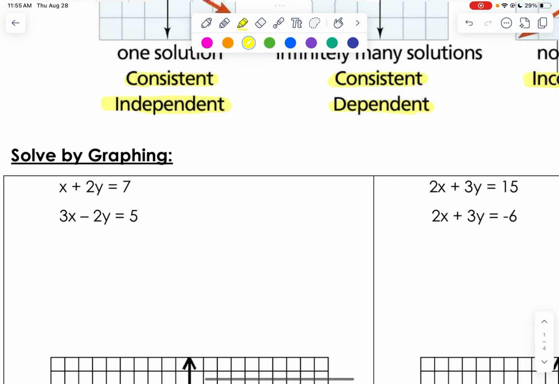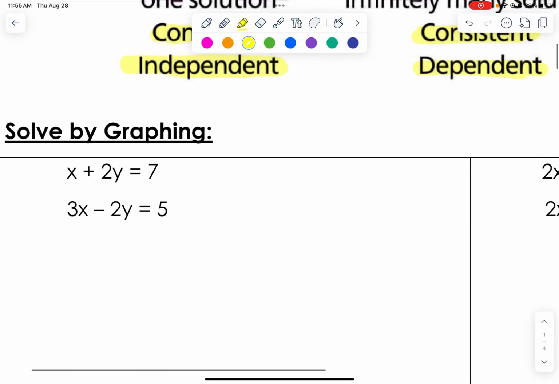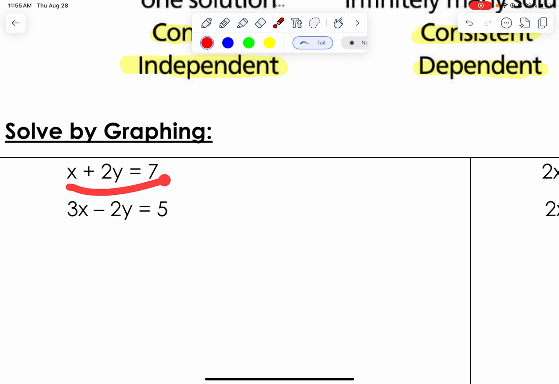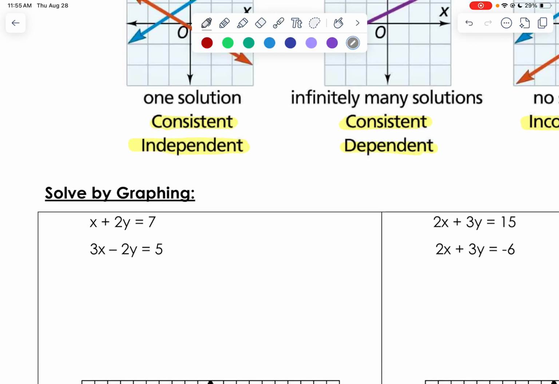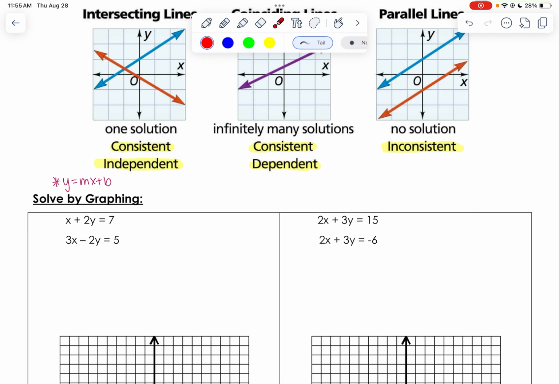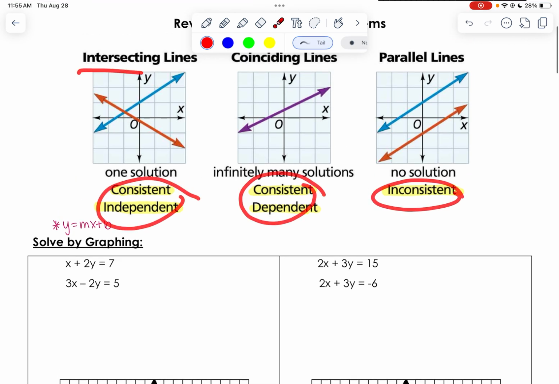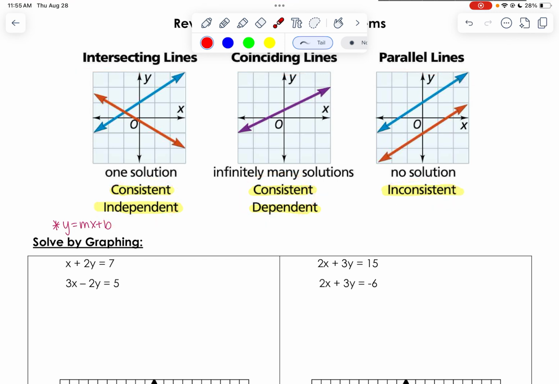Now, if you solve by graphing, this is standard form. You can go from standard form and convert it. Some of you are familiar with graphing by intercepts, you can do that. But what I'm going to do is put these in y equals mx plus b, or slope-intercept form. And then before I even graph, I should know, is it consistent independent, consistent dependent, or inconsistent? That's going to tell me what the graph will look like, and therefore my solution.